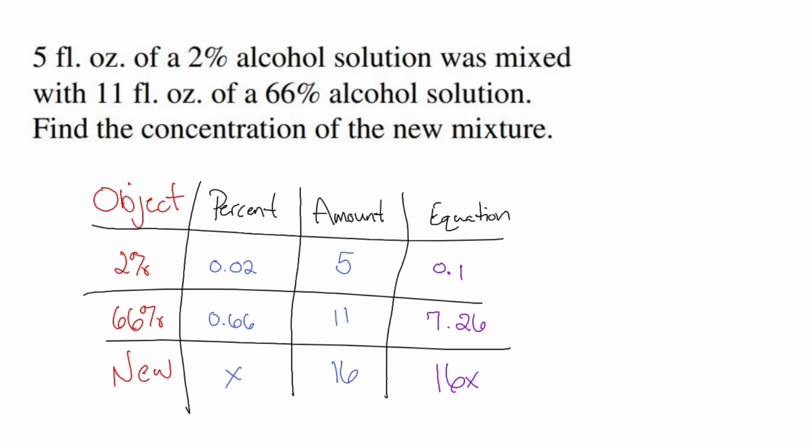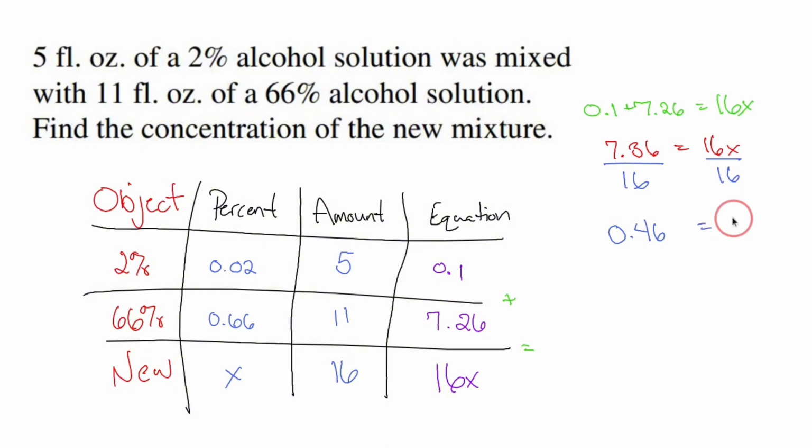What I need to do is add these two numbers up that I found and set them equal to 16x. So 0.1 plus 7.26 equals 16x. 0.1 plus 7.26 is 7.36 equals 16x. In order to get x all by itself, I'm going to divide both sides by 16. And 7.36 divided by 16 is 0.46.